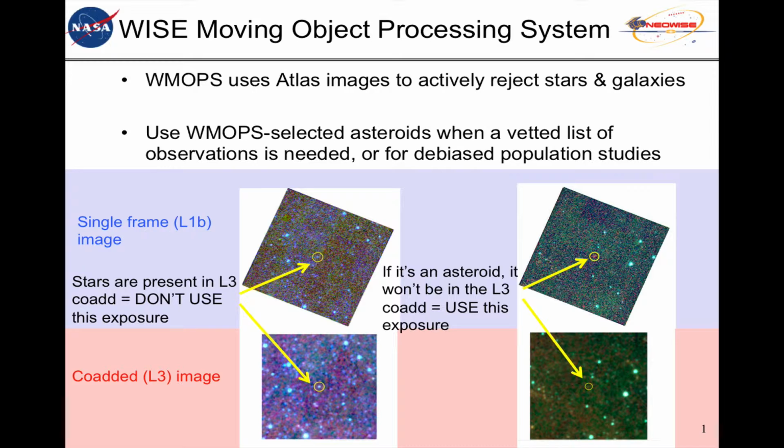It's recommended to use WMOPS selected asteroids when you want a vetted list of observations that do not have background source contamination. So, for example, if you are doing photometric studies or light curve analysis studies, or you want to debias a population of small bodies that were observed by the WISE spacecraft.